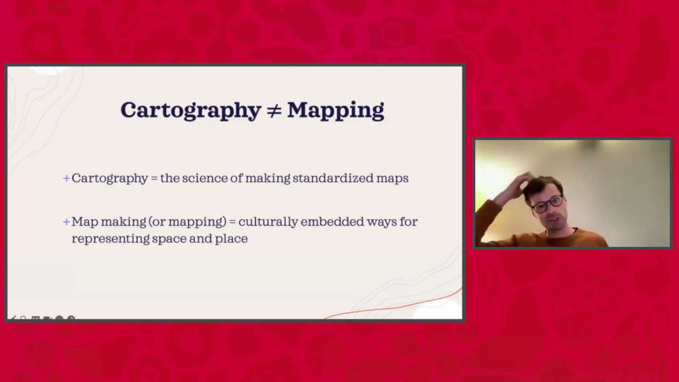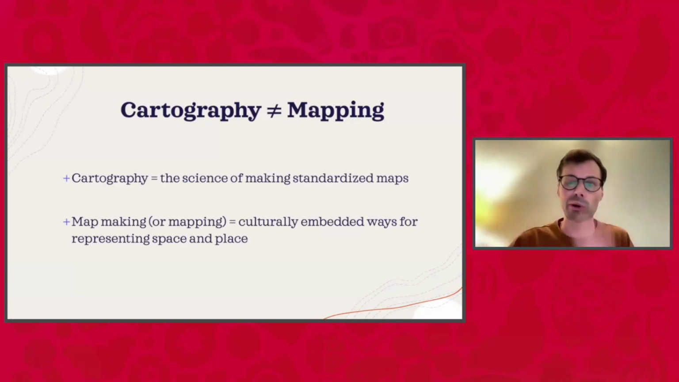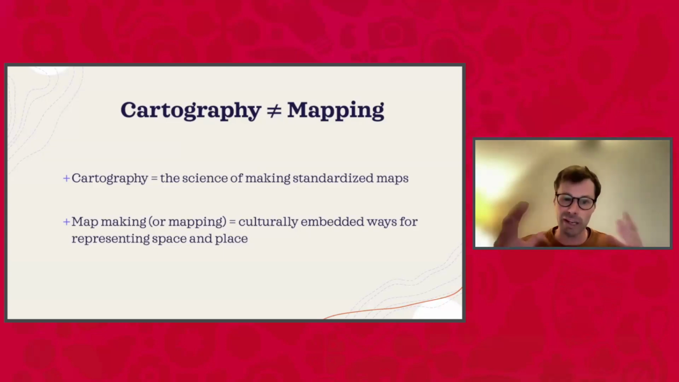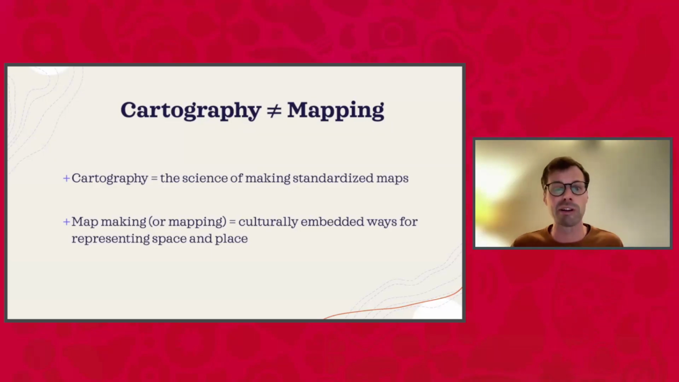One of the things that I've been trying to do in the book is differentiate cartography from mapping. I would argue that cartography is a particular form of mapping. It's the science of map making, the standardization, the professionalization, and the institutionalization of map making. Whereas mapping, I would argue, is a far broader, culturally embedded way of representing spaces and places. So if we think about those rock carvings, I would argue they are forms of mapping, but they're not forms of cartography in the same sense that an Ordnance Survey map is a form of cartography.